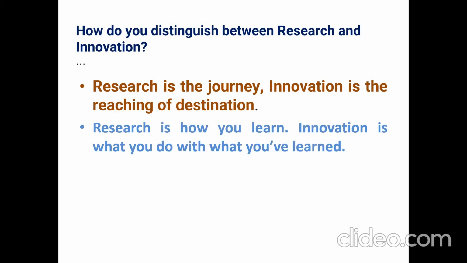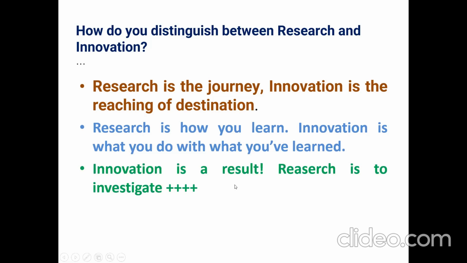The second point is research is how you learn. Innovation is what you do with what you have learned. That means learning is the research. Applying that learning to some process is called innovation. So from these two points, we can conclude that research and innovation are related to one another. If we start our research, we can reach innovation. If you study research and apply it, we can achieve innovation. The final point is innovation is a result. Research is to investigate, right?